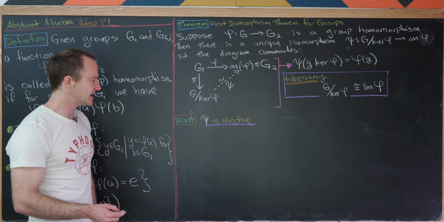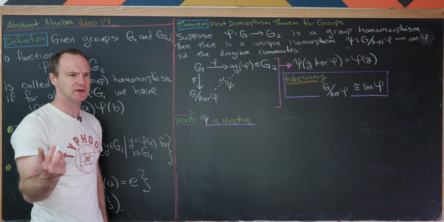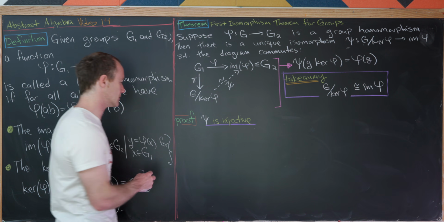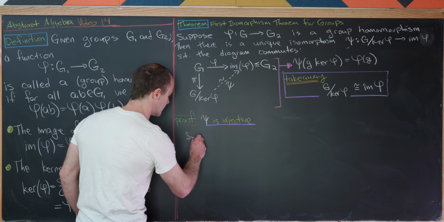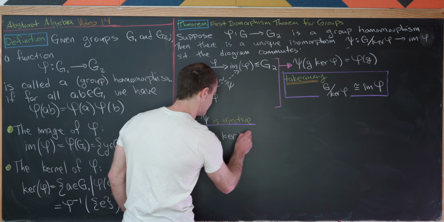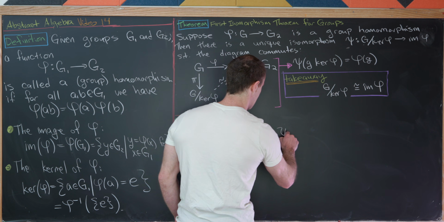So what we'll do is take something inside of its kernel and show that that thing has to be the identity, but that shows that its kernel is trivial. Okay, so let's do that. Let's suppose g ker φ is inside of the kernel of ψ.